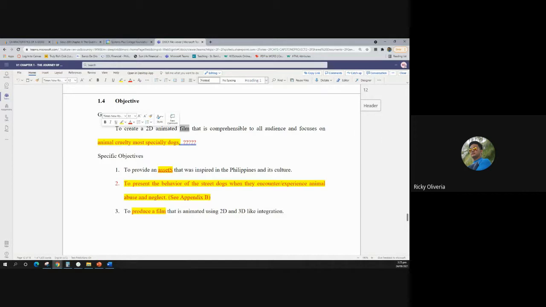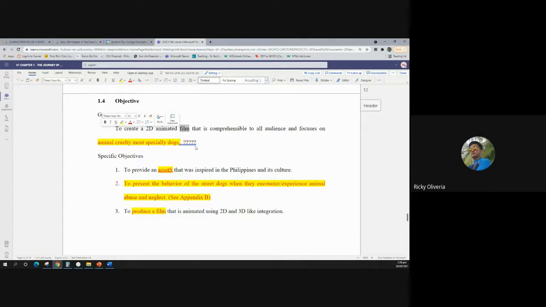That is comprehensible to all audience and focuses on animal cruelty, most especially dogs. So, that. All audience, meaning, so lahat, no? For all ages, yung sinabi niya dyan. So, ang specific objectives nila is to provide an asset that was inspired in the Philippines and its culture.